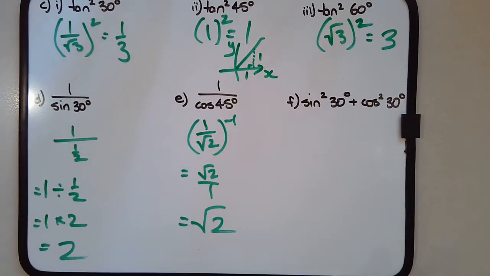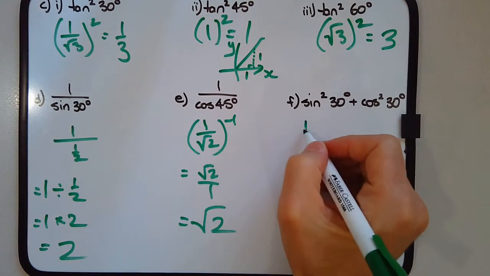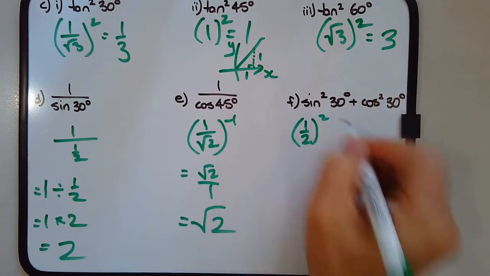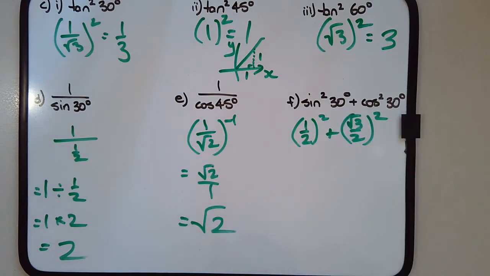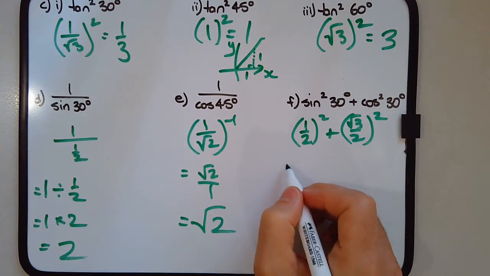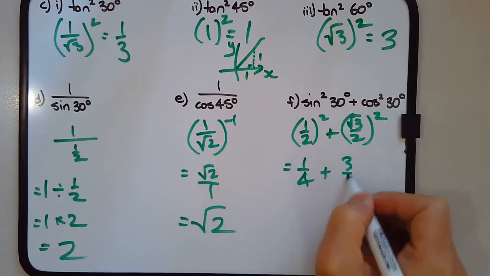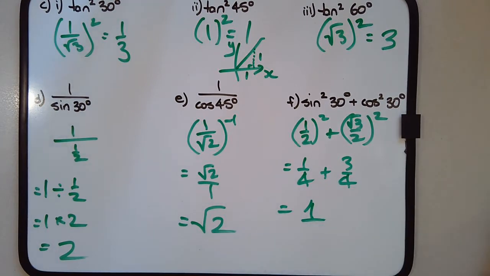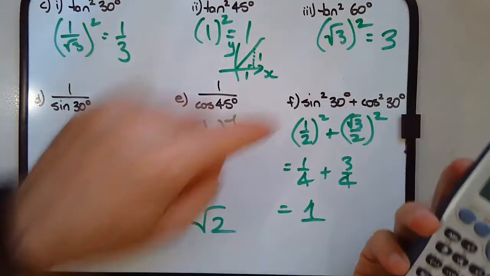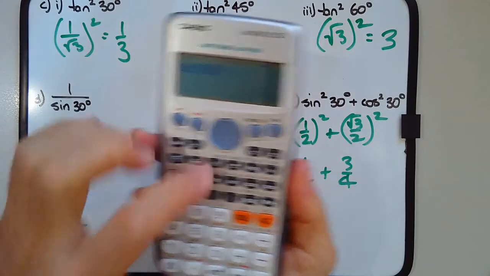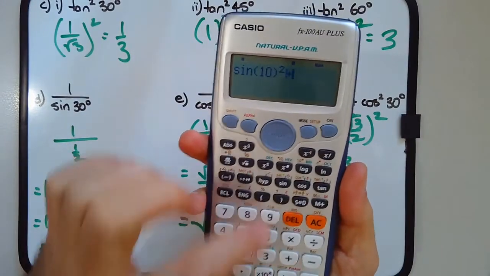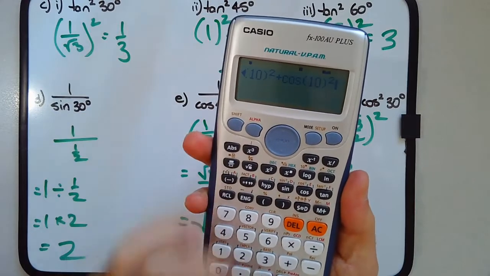Okay, what about this one? Sine squared 30 plus cos squared 30 degrees. Now sine squared 30, that's just 1/2 to the power of 2 plus root 3 on 2 to the power of 2, and we get 1/4 plus 3/4, which is 1. Now, I thought I'd just stop here for a moment, and does it work for any angle? I don't know, let's try some other one. So let's say we did sine squared of 10 degrees plus the cos squared of 10 degrees. Do I also get 1?